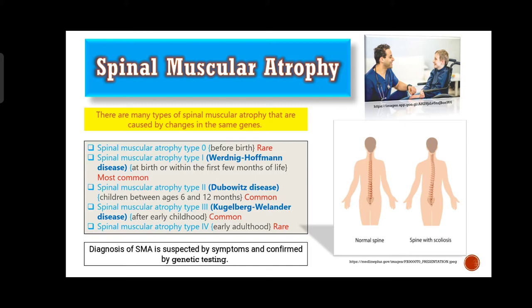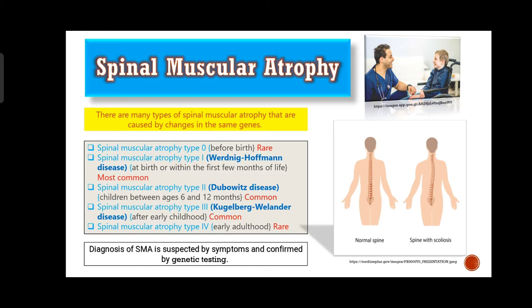Spinal muscular atrophy type 0 occurs before birth and it is a rare type. Affected infants will be born with joint deformities. They have extremely weak muscle tone at birth. Their respiratory muscles are very weak and so they do not survive after birth due to respiratory failure.